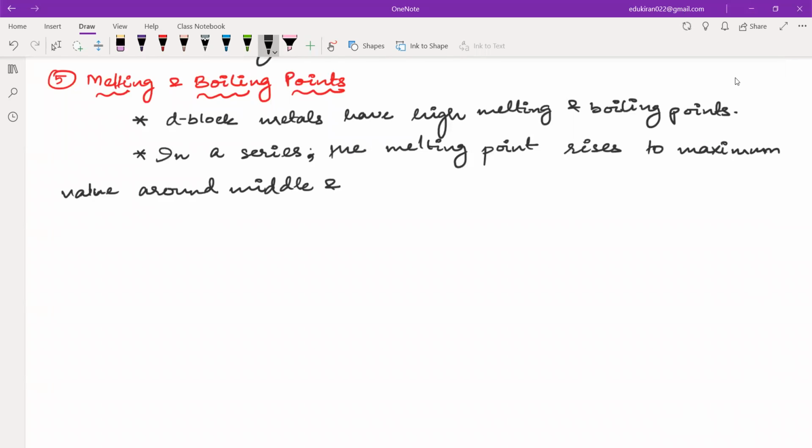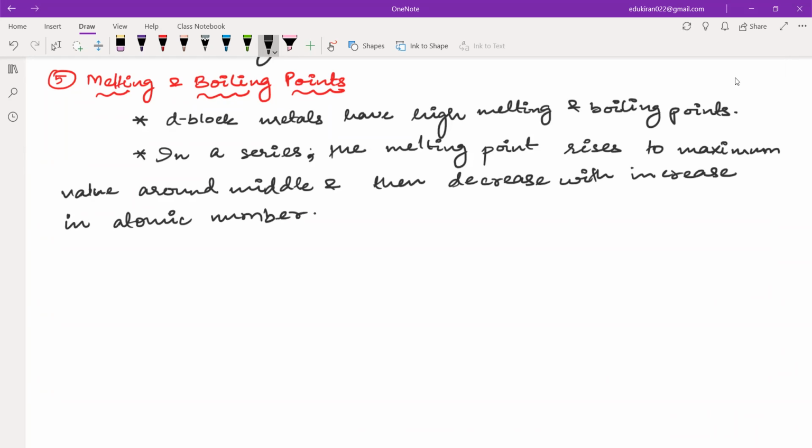And then decrease with increase in atomic number. Okay, so this is the observation.